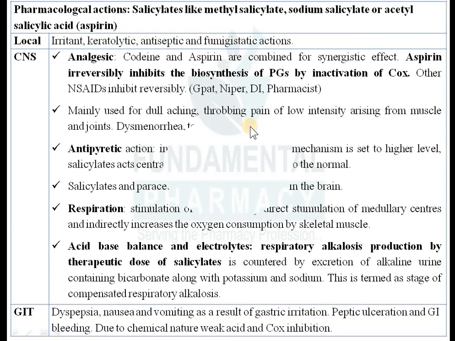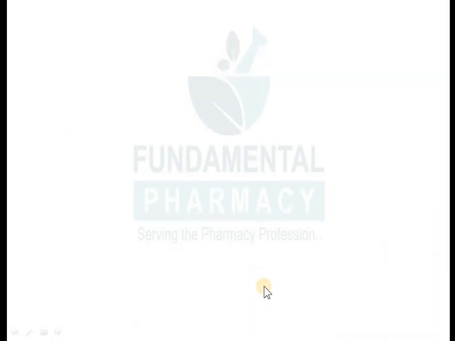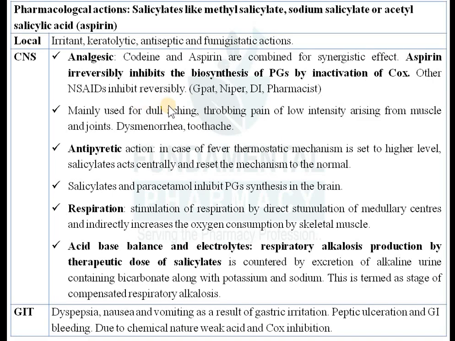Now the next one is the first class, salicylates, the salicylic acid derivatives. We will cover their pharmacological actions, uses, adverse effects and all that. Salicylic acid derivatives include salicylate, methyl salicylate, sodium salicylate, and acetyl salicylic acid. ASA, acetyl salicylic acid, is also known as aspirin. Remember, acetyl salicylic acid is aspirin. Methyl salicylate and sodium salicylate are not used nowadays; only acetyl salicylic acid is used. Salicylic acid means what? There is one benzene ring.